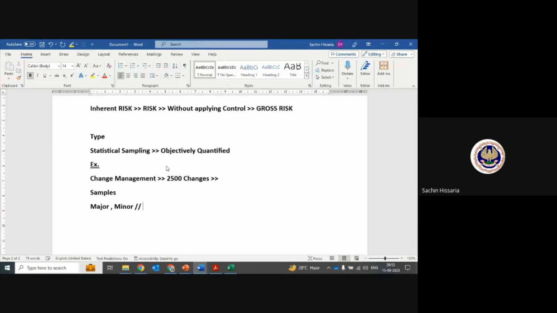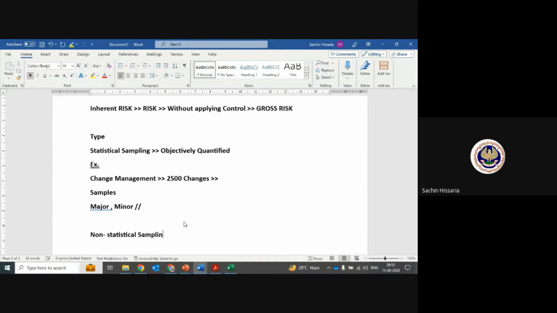You have checked the severity of the changes, and then accordingly, from each month, you have selected suppose three samples. So you are using a statistical sampling where you have done a proper analysis of the population and then you are selecting samples. Suppose I say a non-statistical sampling, it is also called a judgmental sampling.